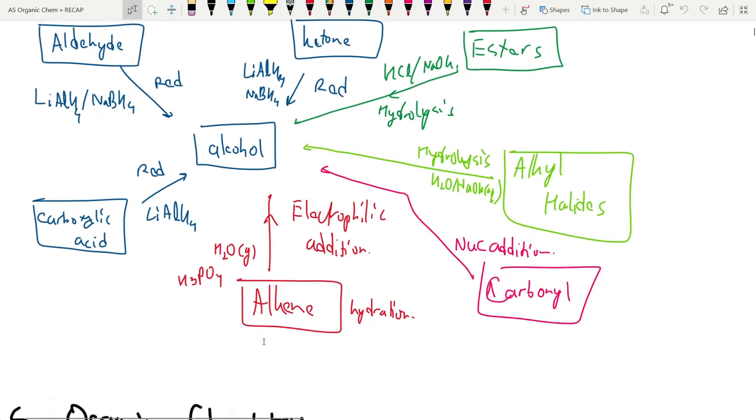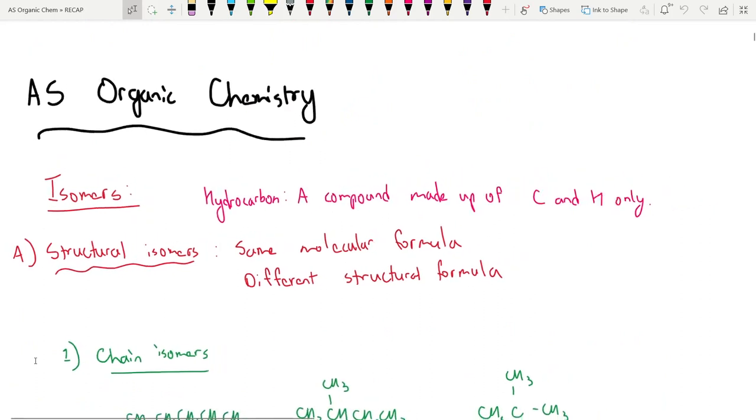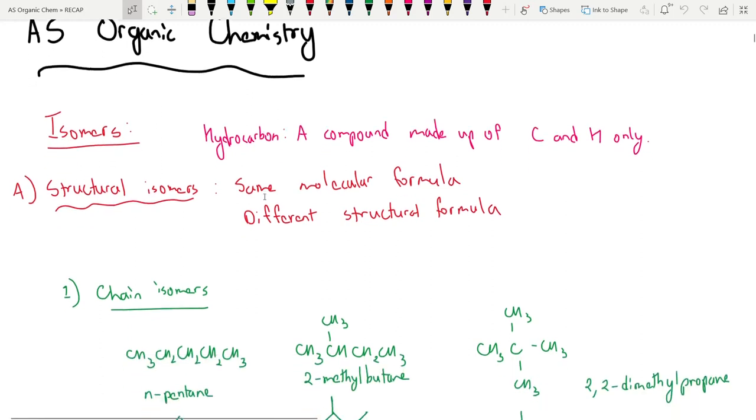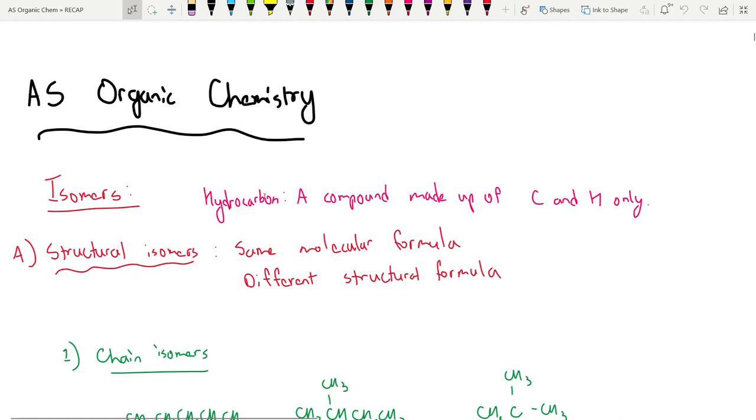Right? So let's start. An organic compound typically contains carbon, hydrogen, and it may contain other elements as well. So what is a hydrocarbon? It is a compound made up of carbon and hydrogen only. And what are isomers? Isomers are basically compounds with the same molecular formula but different structural formula or spatial arrangement of atoms. They are of two types: structural isomers and stereoisomers.